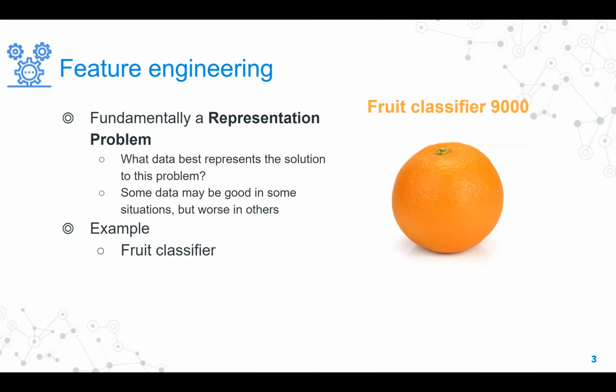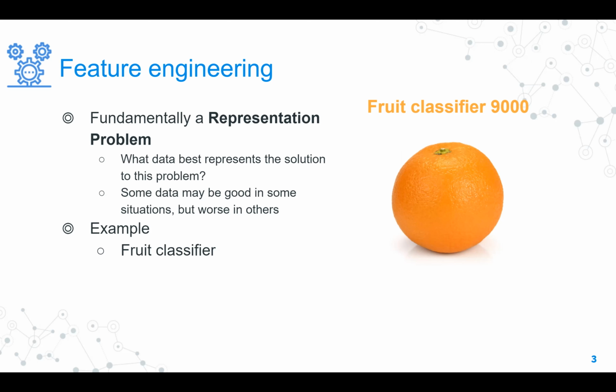Fundamentally, feature engineering is a representation problem. What that means is we always have to ask ourselves what data best represents the solution for our problem. We want to always look for the data that encapsulates a problem, that represents the entirety of the problem. By analyzing that data, we can find trends and find a solution to what we're looking for. Obviously, depending on what we want to solve for, some data might be good and some data might be bad. So it's up to us to figure out what data is good, and we pick and choose and transform this data.